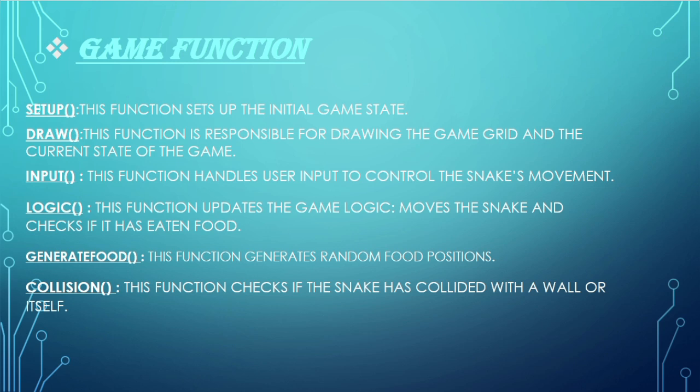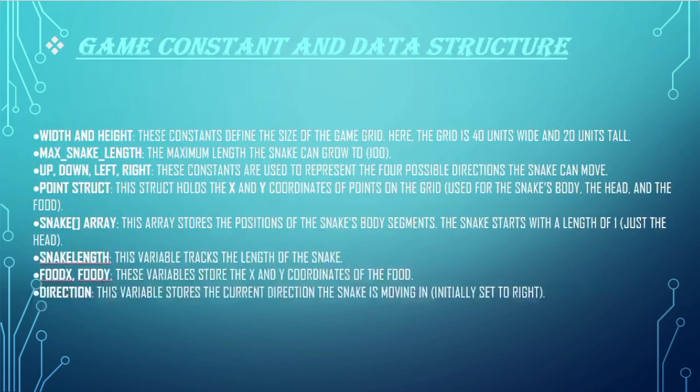The logic is the main core of the code, which gives you the movement of the snake: how the snake is moving, how it is eating the food, and how the random function of the food works. Then we have generate food. How the food is generated in a random position, we have defined in that generate food function. And the last thing is collision: whenever the snake touches a wall or touches itself, the game will automatically end.